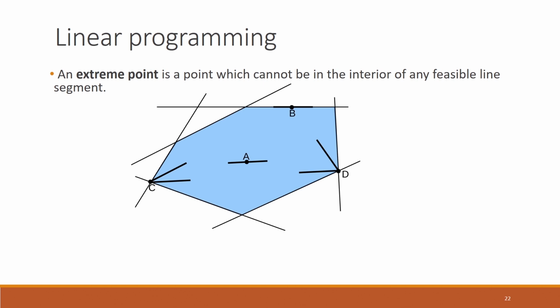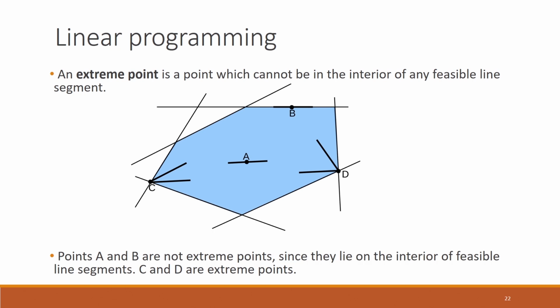So an important result that comes with linear programming is related to extreme points or the corner points. Before we discuss that, let us discuss what an extreme point is. An extreme point is a point which cannot be in the interior of any feasible line segment. For example, these points C and D are extreme points, but A and B are not. Why are A and B not? Because they are lying in fact in the interior of a feasible line segment.